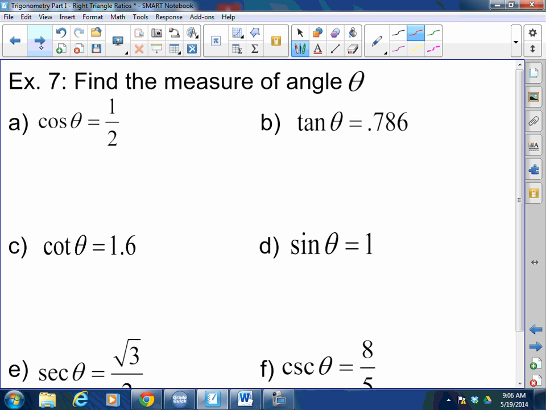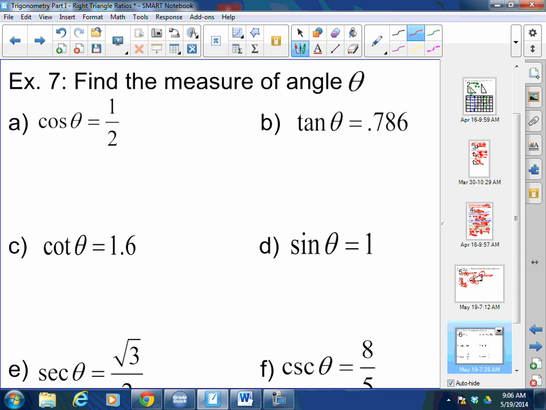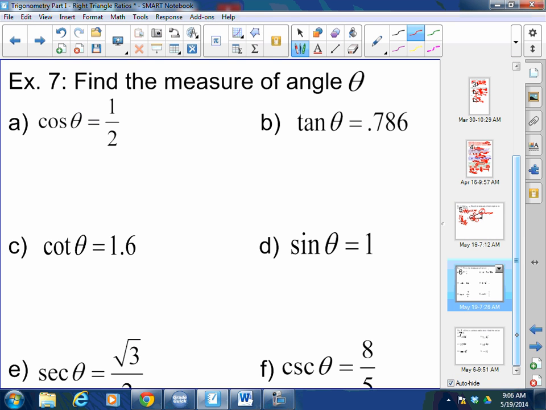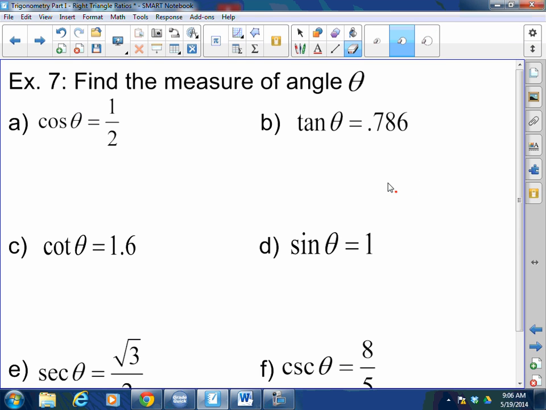Right quick. Find the measure of the angle. How do we find the measure of this angle? And did I mess this up? Wait. No, that's fine. Okay, how do I find the measure of this angle? Cosine of theta is 1/2, so go inverse cosine of theta. Should be 60 degrees.